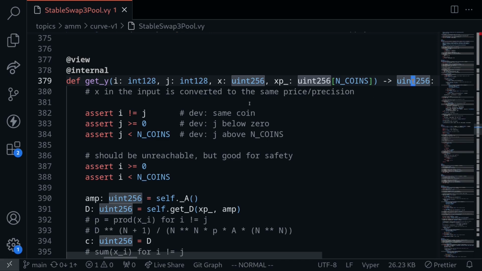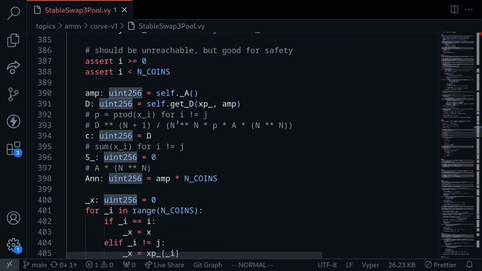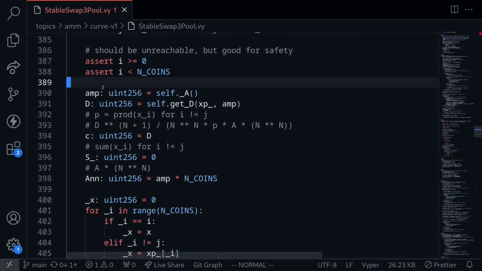Recall that Curve's equation is a complex equation, and it's really difficult to get an explicit equation for token out. The way that Curve finds the amount of token out is to use Newton's method. So first, it does some checks on the indexes, and then moving on, it gets A, the amplification coefficient. Next, it uses Newton's method to get D. This D again represents the liquidity of this AMM.